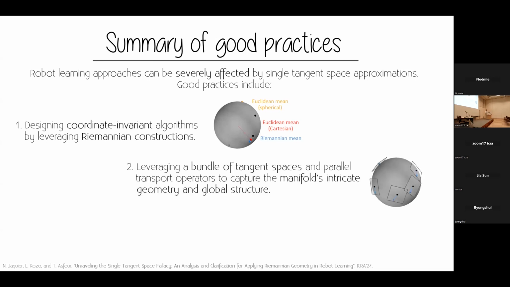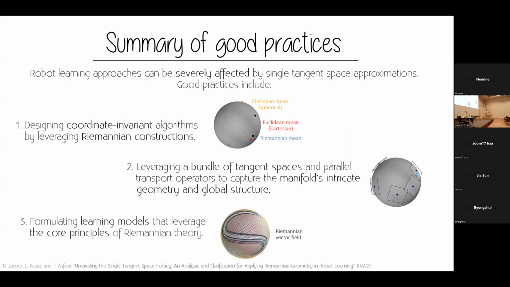As I said before, we should actually leverage the bundle of tangent spaces to be able to travel along the manifold and to do the computations that we need to do locally on a tangent space, but that shouldn't be a single tangent space on the manifold. We should actually leverage the fact that we can move all around and use all the tangent bundle to be able to compute any kind of statistics or optimization algorithms and whatnot.